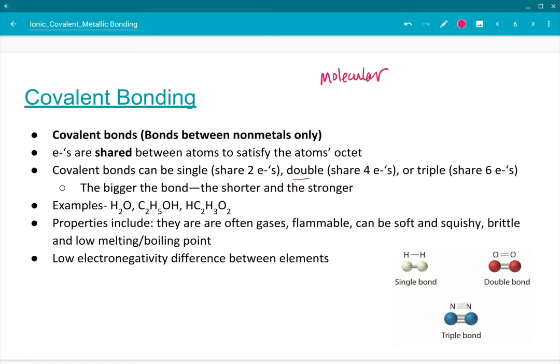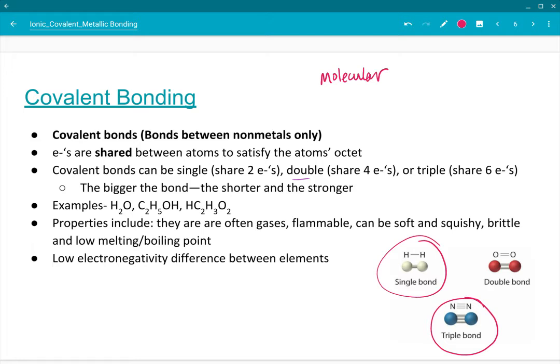Covalent bonds can be either single, where they share 2 electrons, double, where they share 4 electrons, or triple, where they share 6 electrons. So the bigger the bond, like nitrogen here, a triple bond, is going to be stronger and shorter, whereas a single bond is going to be longer and weaker. Examples of these could include water. C2H5OH is an alcohol, and HC2H3O2 is vinegar.